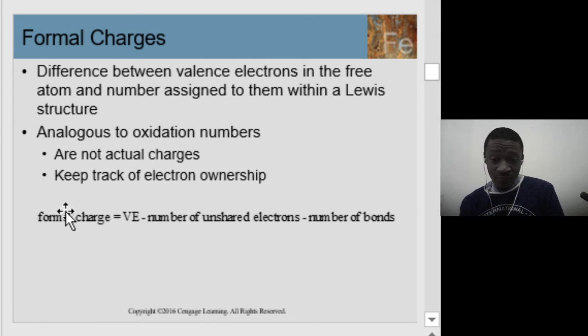So actually there's a formula for it: formal charge is equal to the valence electrons minus the number of unshared electrons minus the number of bonds. Notice that if you look at it closely, you have valence electrons, the number of unshared electrons, which are individual electrons, and then the number of bonds. So you're trying to track what charge is left hanging.